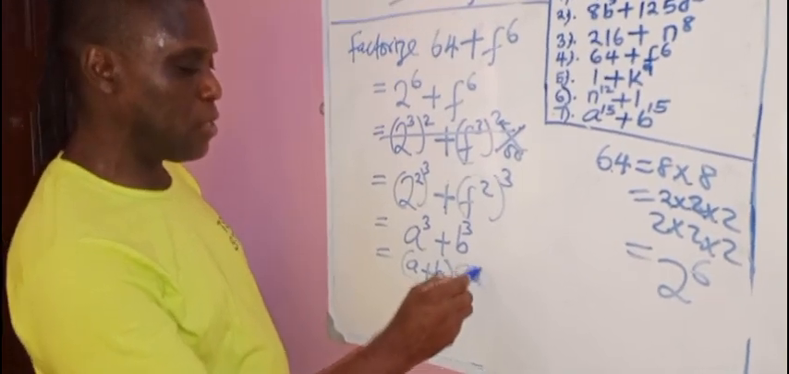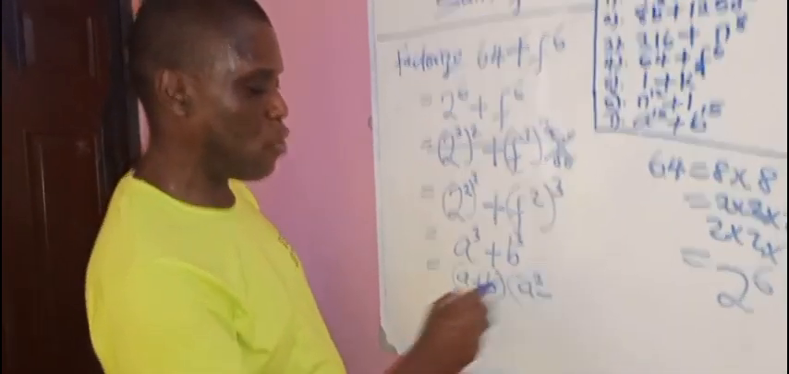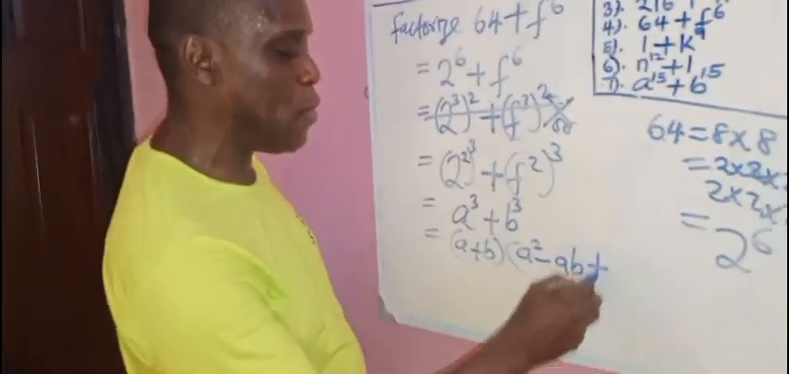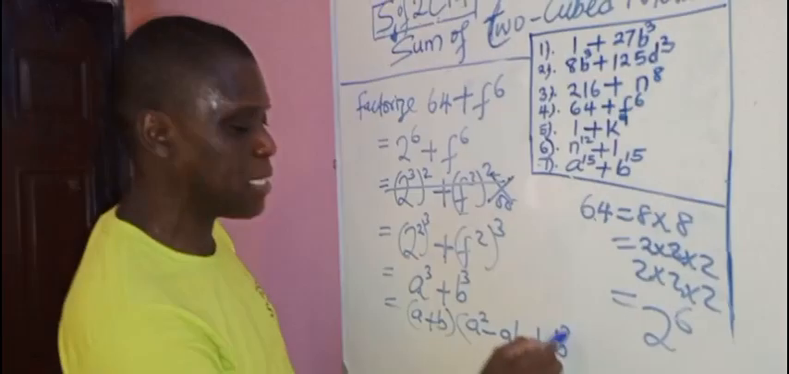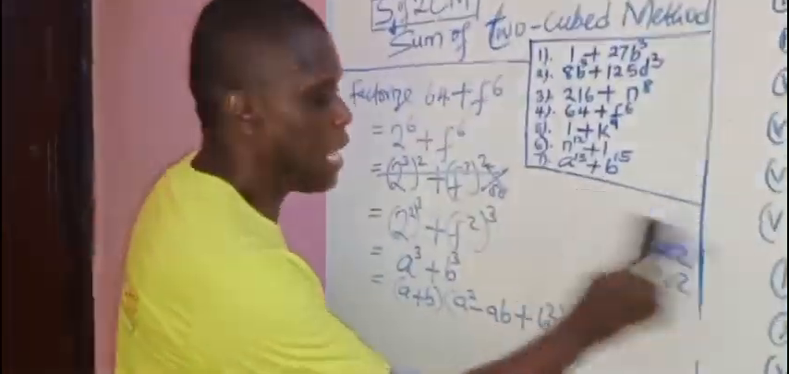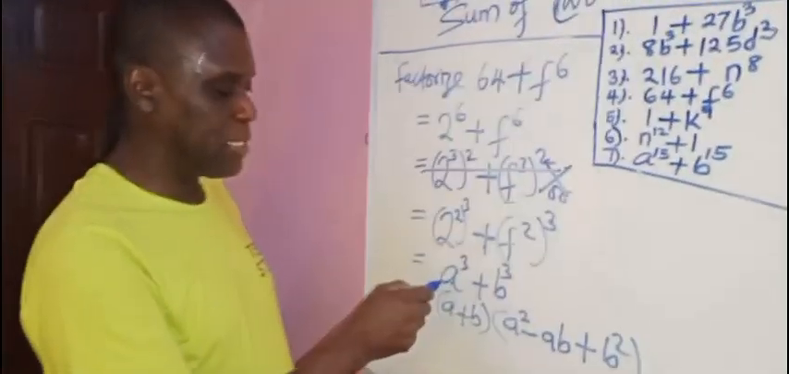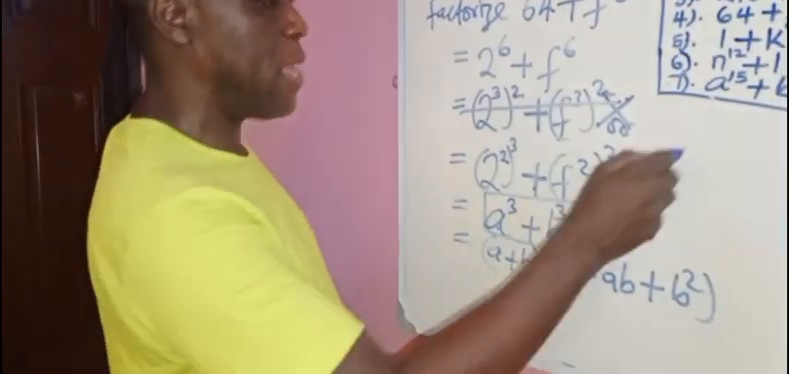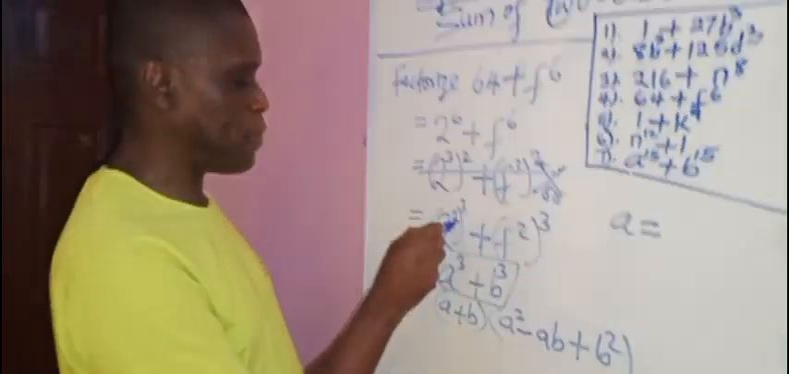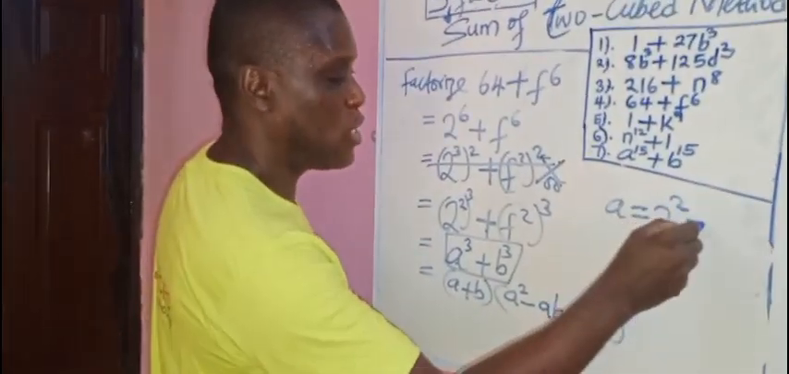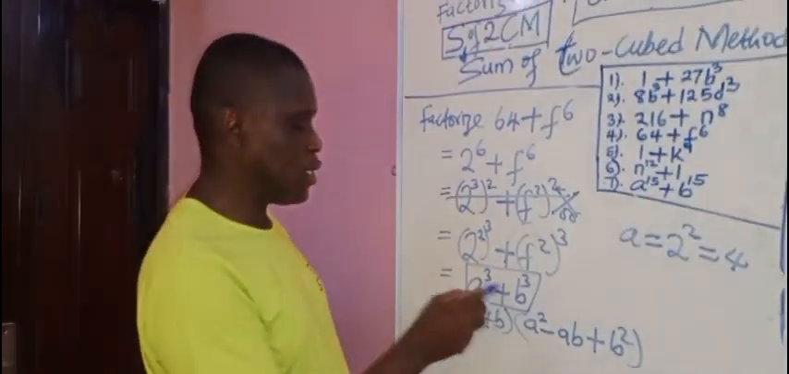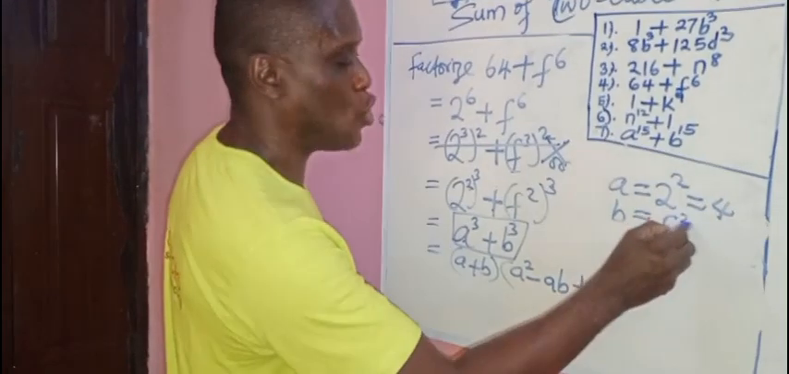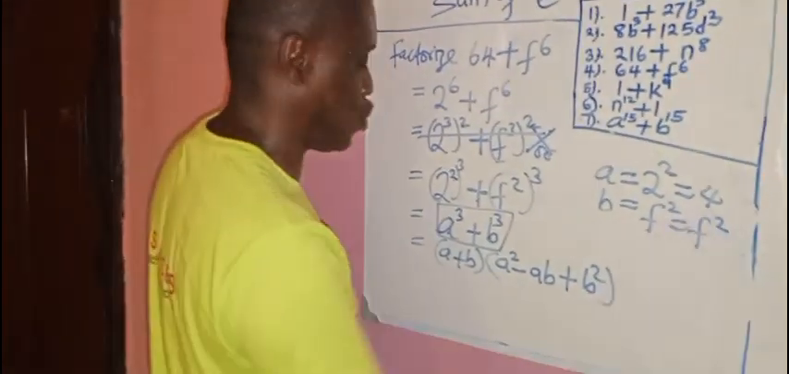Pick this a, you square it. This is plus, what follows will be minus. Pick one a, pick one b, that's a times b, ab. It always ends with plus, then pick b and square it. That is the factor. Now, if you look at this, you will compare this, which you introduced, with this. It means that your a is 2 raised to the power 2, which is the same thing as 4. Take note of that. Then your b is f raised to the power 2, which remains f raised to the power 2.